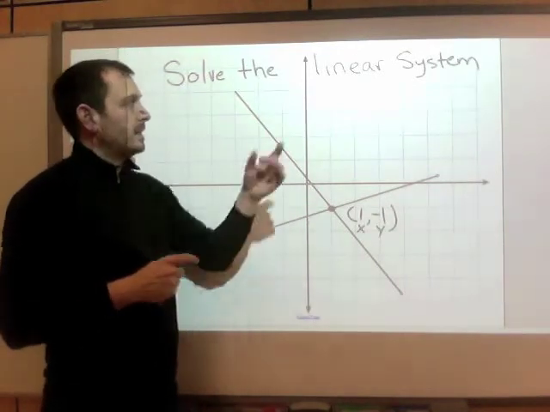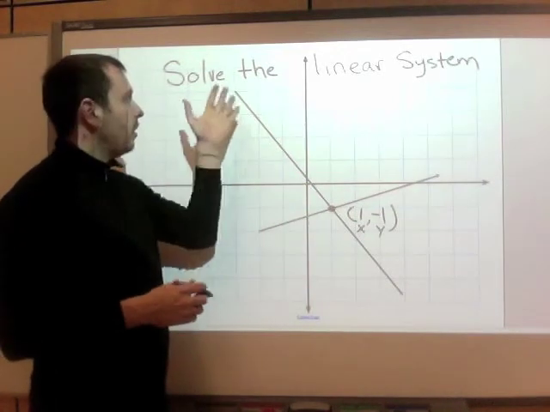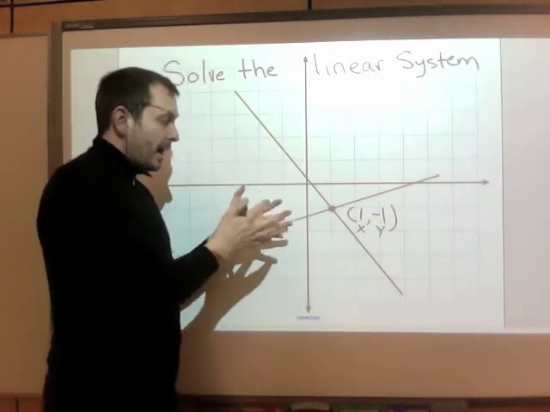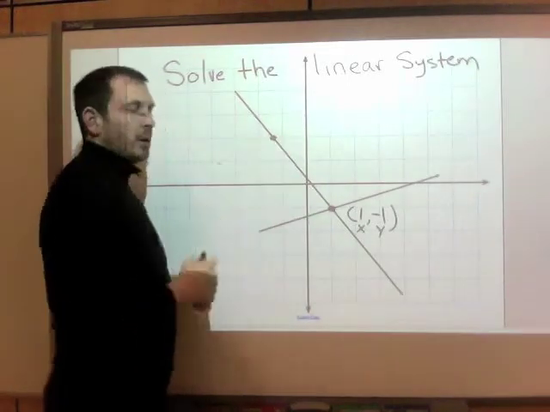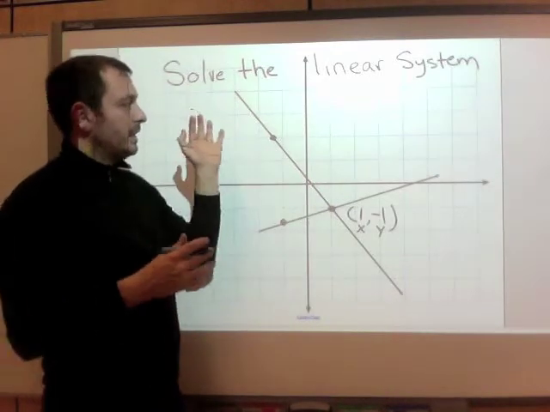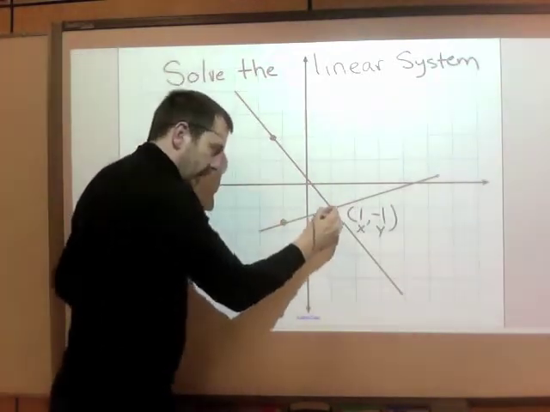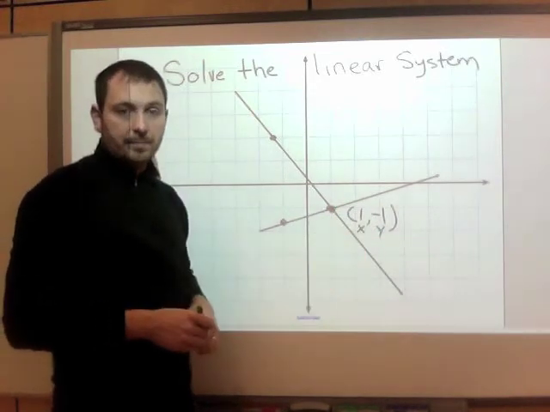So again, a system means there's more than one line. Linear means there are straight lines. Solving it is where it meets both lines. Up here, it's not on both lines. Down here, not on both lines. Solving it is where it meets both. Right here, the point (1, -1).